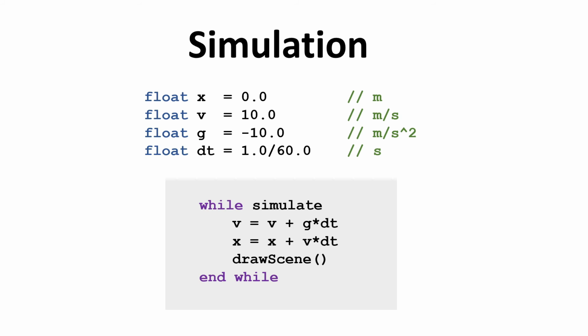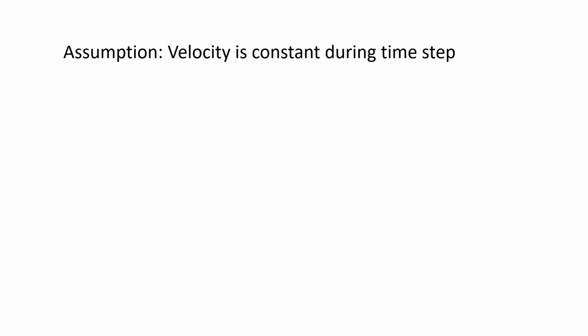The problem with this idea is that we assume that both the force as well as the velocity are constant during the entire time step. While this is true for the gravitational force, it's not true for the velocity, which means we introduce a small error every time step. The question is, how can we make this error small?